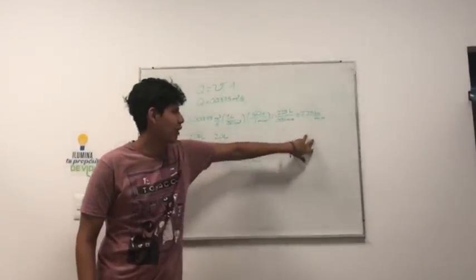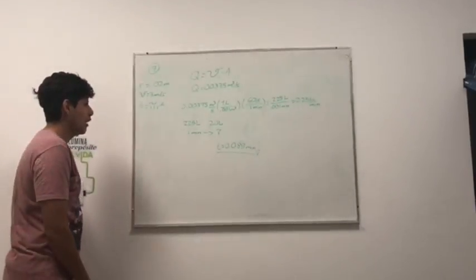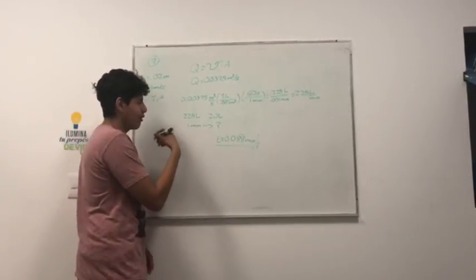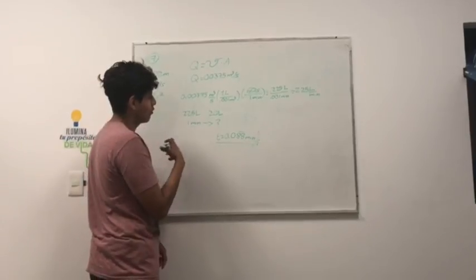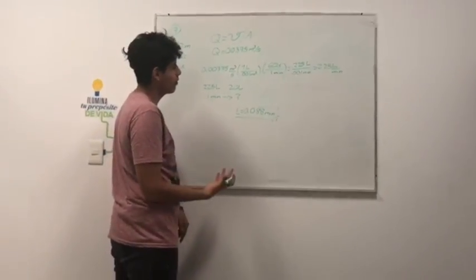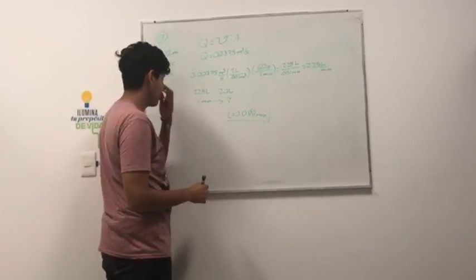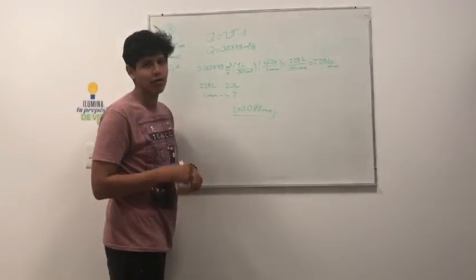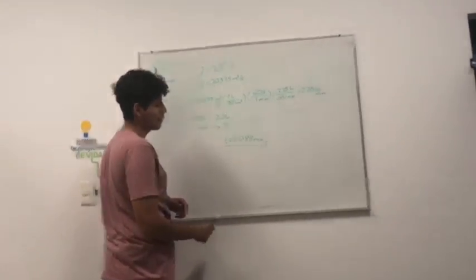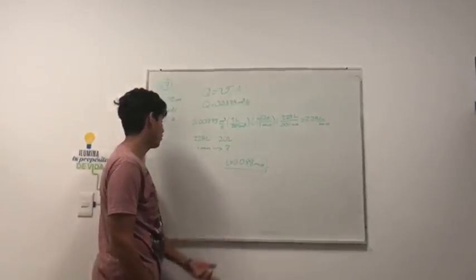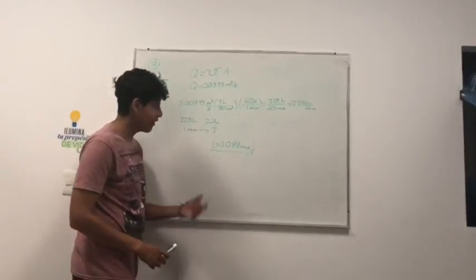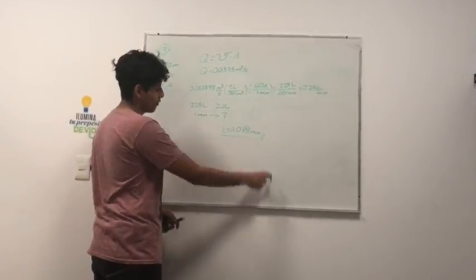This is 225 liters per minute. So 225 liters is to 1 minute, and now how long for 20 liters? We only use a rule of 3, 20 over 225 liters, and it's going to give us the time.